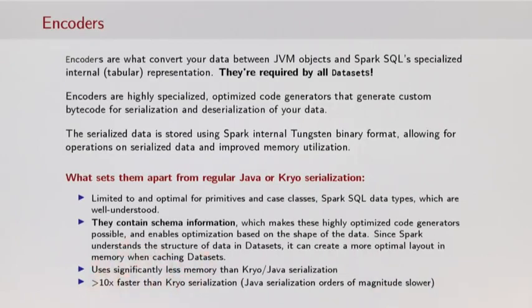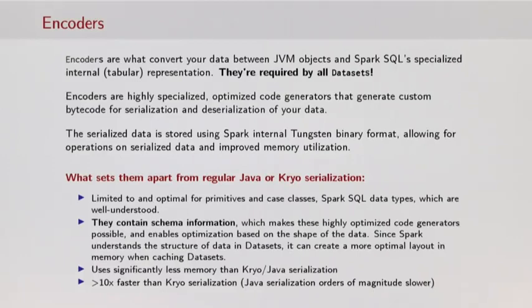But perhaps most importantly is the fact that these encoder things actually contain the schema information. So they're not just serializers and deserializers, they're serializers and deserializers that make all of their decisions based on this schema information. So they know in advance the structure of the data that they're serializing and deserializing. This thing here basically is what enables Tungsten to do all of the optimizations that it does.